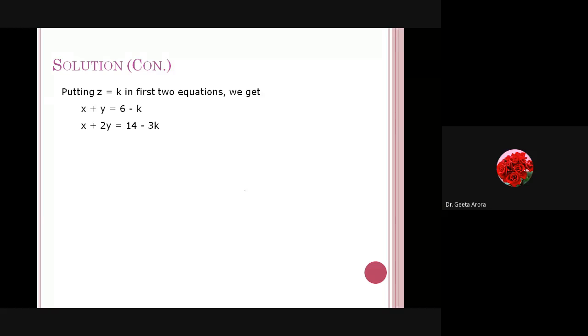Correct? So how are we going to do it? We are going to take any one of the variables as k, and we will see how we can write down the two variables in terms of the third one. Sometimes it is possible that a single variable is taken as a constant, or sometimes it is required to take two variables as constants and then find the relation. So here, on taking z equal to k.